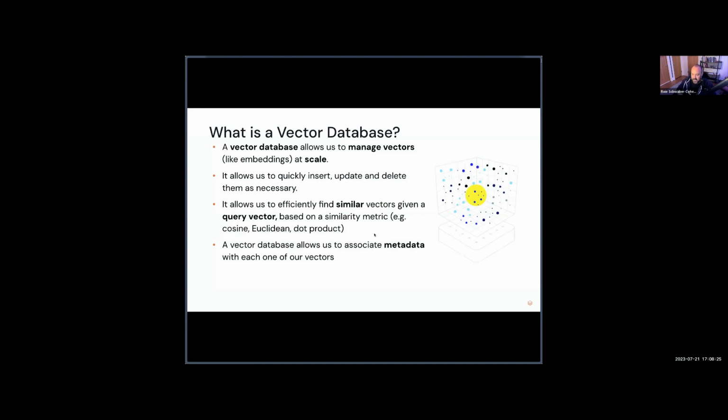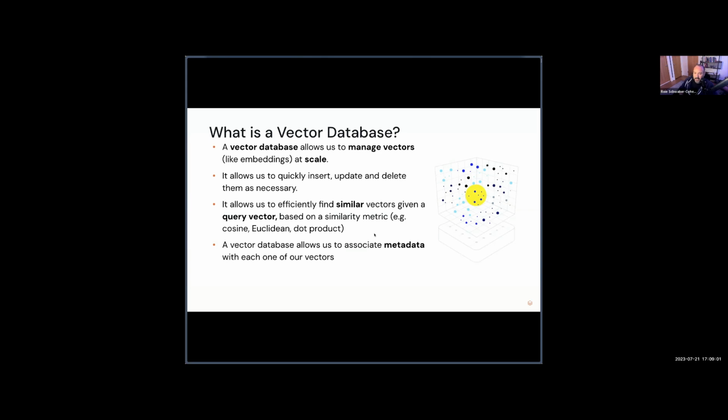Vector databases, as the name suggests, allow us to manage vectors at scale. Unlike traditional databases, you don't query them with strings, you don't query them with numbers, you query them with vectors. So we use them to quickly insert and update and delete vectors. And then we have our query vector. And when we query the database, it uses a similarity metric, for example, cosine similarity, Euclidean similarity, or dot product similarity, and then retrieves the vectors that are most similar to the vector that we queried for.